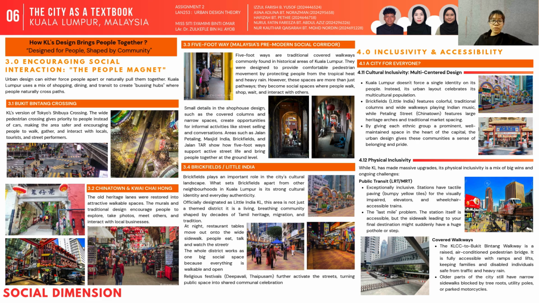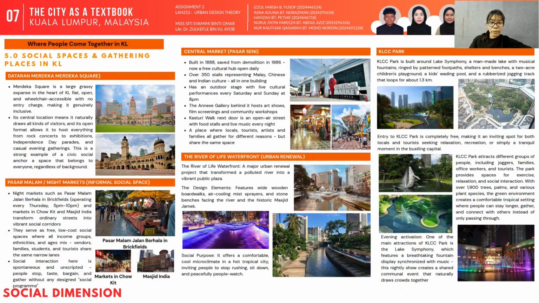KL also focuses on physical inclusivity through accessible walkways, public transport, tactile paving, ramps, and covered pedestrian routes that support different users. Moving on, Kuala Lumpur also provides many public spaces that bring people together. Dataran Merdeka acts as a civic gathering space where people from different backgrounds can join events, celebrations, and daily activities. Its open and accessible design makes it a space for everyone.